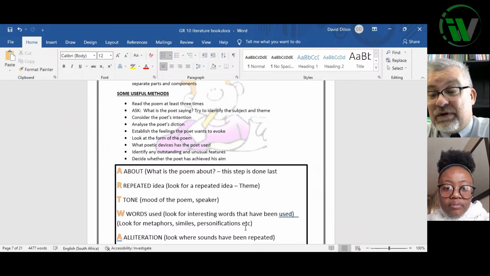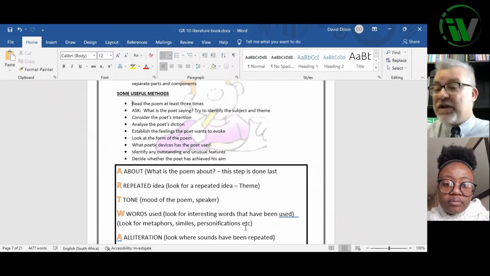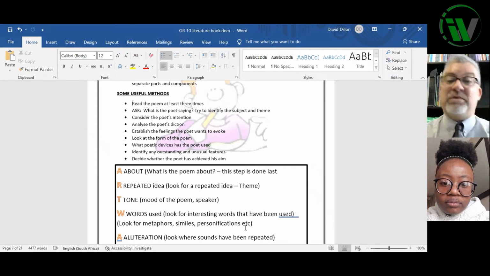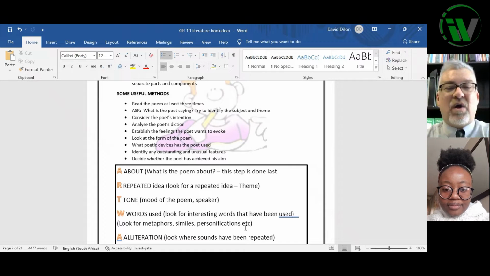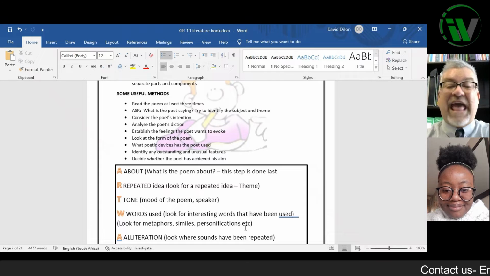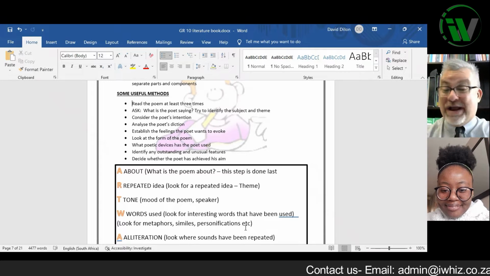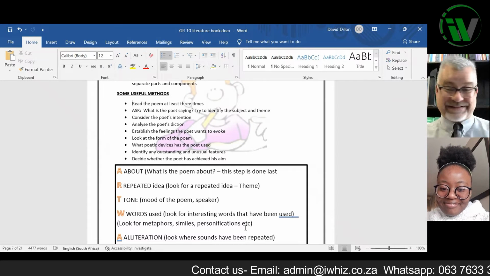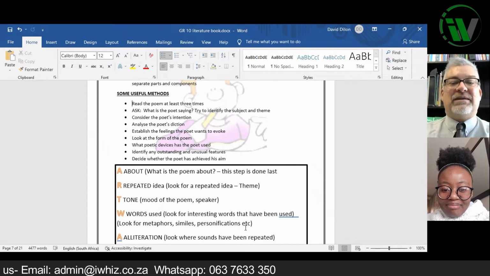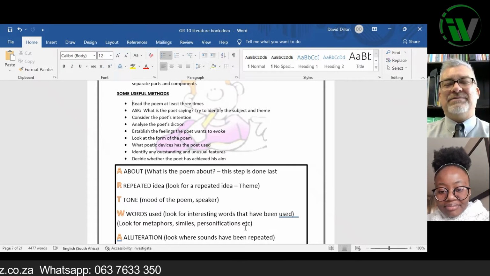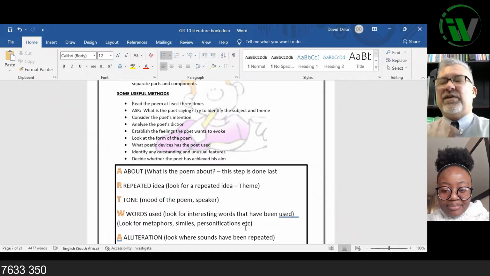Firstly, read it 3 times. Why 3 times? Just so that you can get the feel of the poem. You see, often when I look at a poem, I read it and go, what a load of rubbish was that? I have no idea what the poet was trying to say. So then I read it through a second time, maybe a little bit slower. It still doesn't quite make sense. But you know what? I'm starting to feel something.